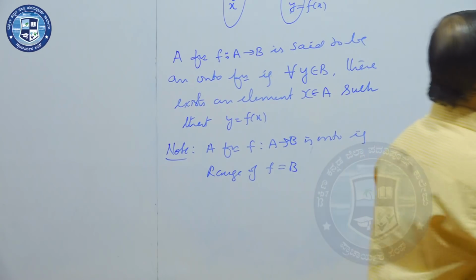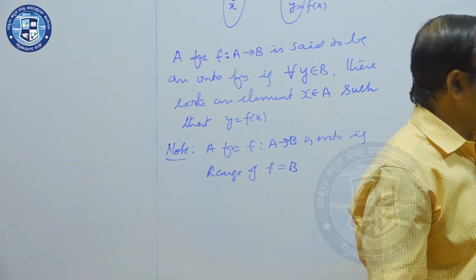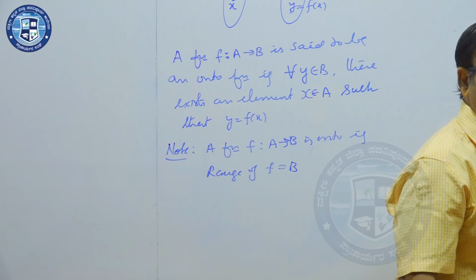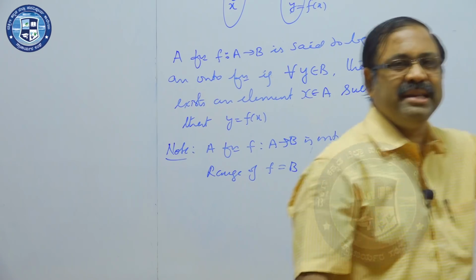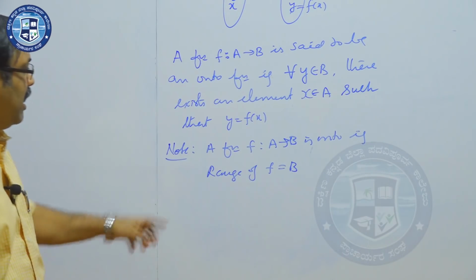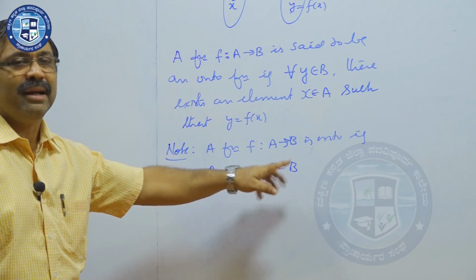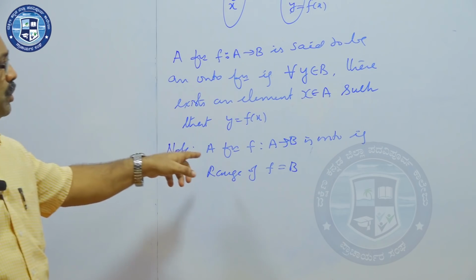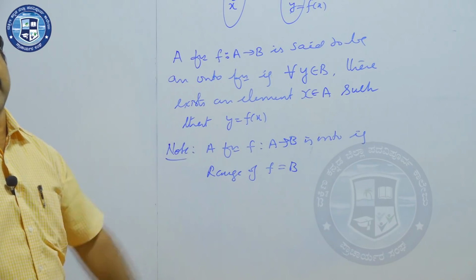See here, if you take the previous example, A, B, C are the elements of set A. Codomain B is 1, 2, and range is 1, 2. So range is equal to codomain, or the range of the function f is equal to the codomain set. Then the function is said to be an onto function. So a function is onto if all the elements of set B are images.